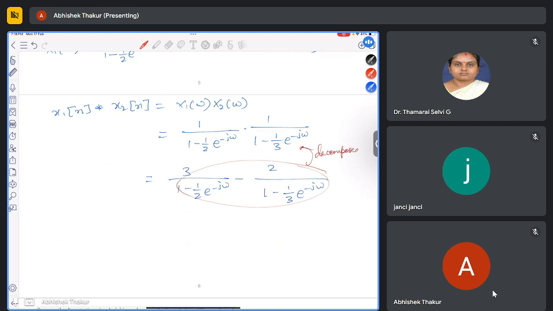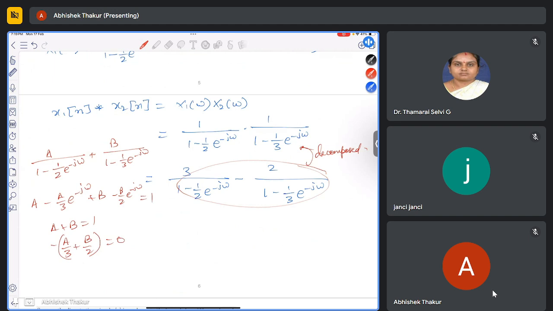You can also do the decomposition by writing a by 1 minus 1 by 2 e to the power of minus j omega plus b by 1 minus 1 by 3 e to the power of minus j omega. So this will become a minus a by 3 e to the power of minus j omega plus b minus b by 2 e to the power of minus j omega. This is our numerator, and we have to equate it with 1. So a plus b is equal to 1, and also minus a by 3 plus b by 2 is equal to 0. So in this way we will get a by 3 is equal to minus b by 2.